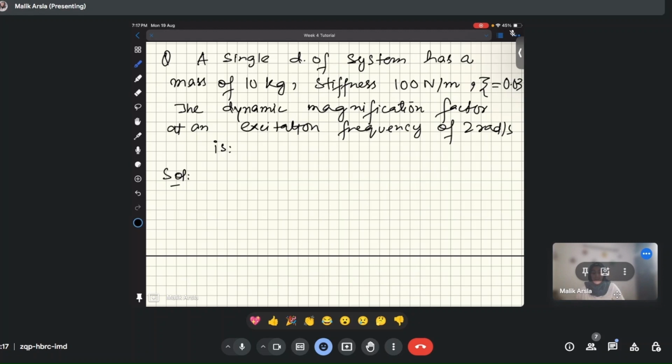Anyone got the answer? Ma'am, I have got 1.66. Yes. What about others? Two point two eight. I think you are making some mistake, Prashant. The answer is 1.66.